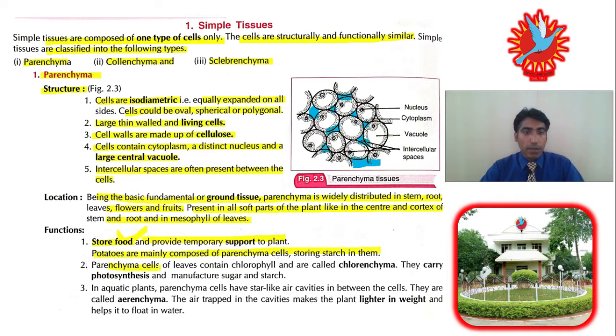Okay, parenchyma cells of the leaves contain chlorophyll and are called chlorenchyma tissue or chlorenchyma cells. A particular type of cells, if they have chlorophyll pigment in them, then these cells of the parenchymatous tissue will be called chlorenchyma cells, and they start performing the process of photosynthesis because they have chlorophyll pigment in them. In aquatic plants, parenchyma cells have star-like air cavities between the cells. They are called aerenchyma.